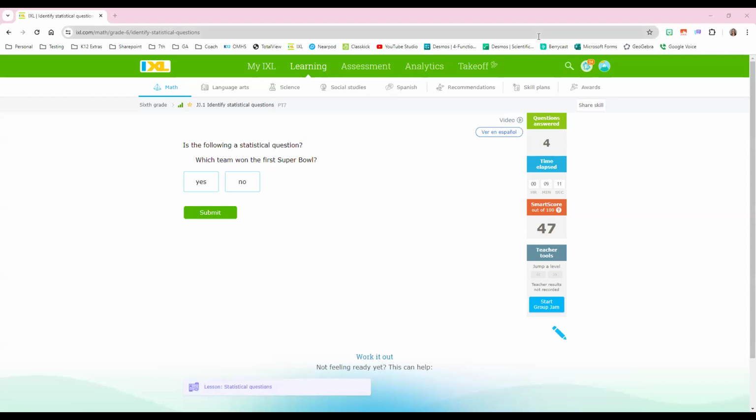All right, let's do just a couple more together here. Which team won the first Super Bowl? What do you think about this one? Well, this one has an exact answer because we could look this up. We could see exactly who won the Super Bowl. There is one answer, and that is it. So it is not statistical. It's not something that we can collect data on.